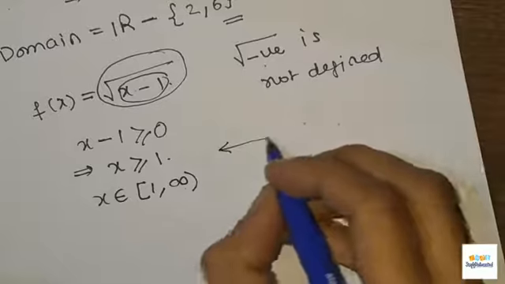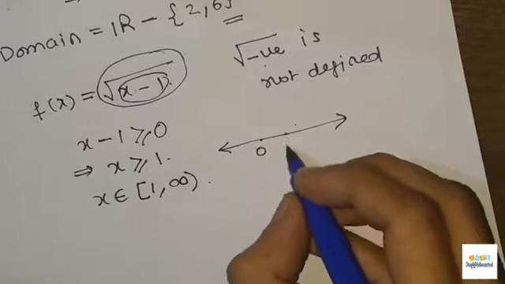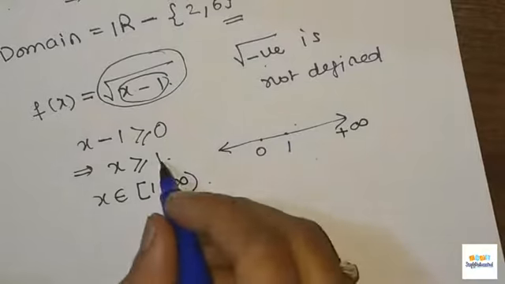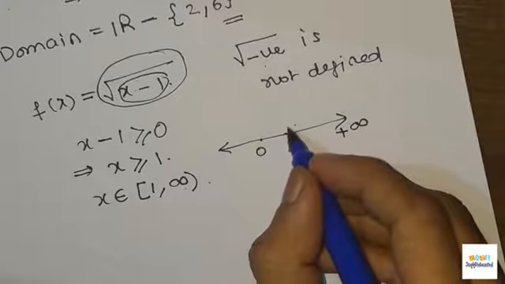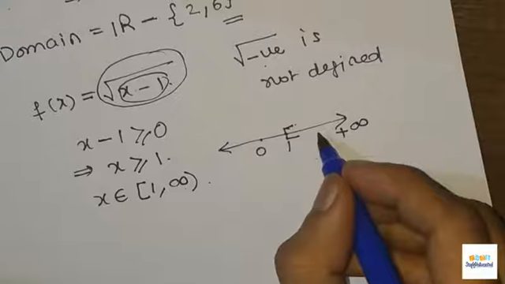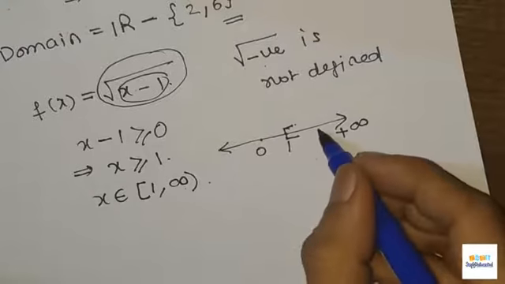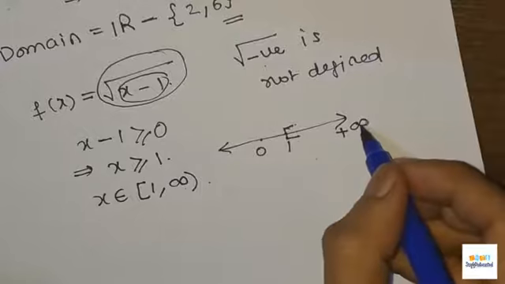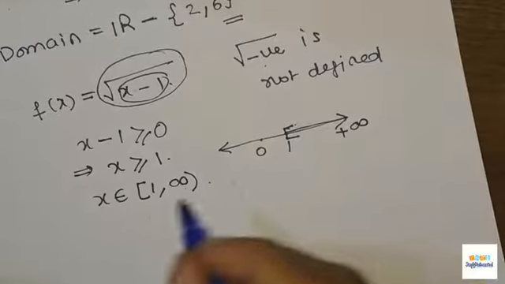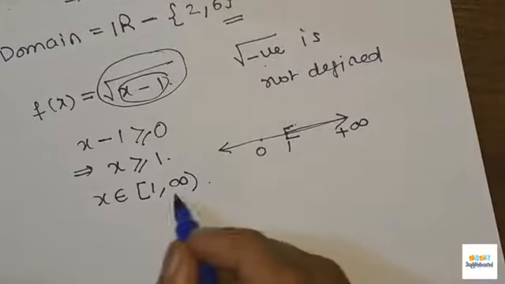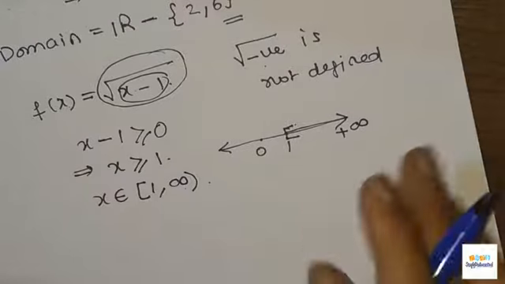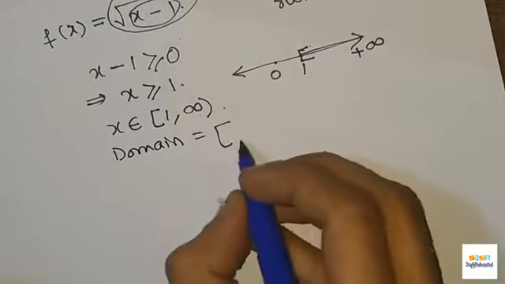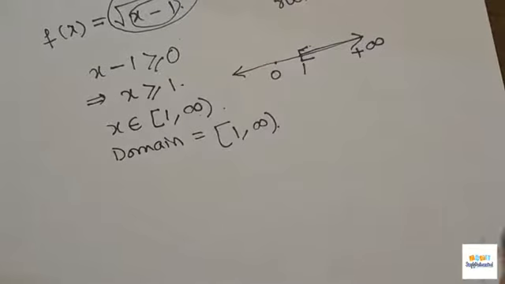Okay, because if you look at the line, if this is 0, if this is 1, if this is plus infinity here, then x is greater than or equal to 1 means the x will lie between 1, and 1 is included, to infinity, that is x is greater than 1 and less than infinity. So this interval, that means the interval closed 1 comma infinity open. So the domain we have got is closed 1 infinity open.